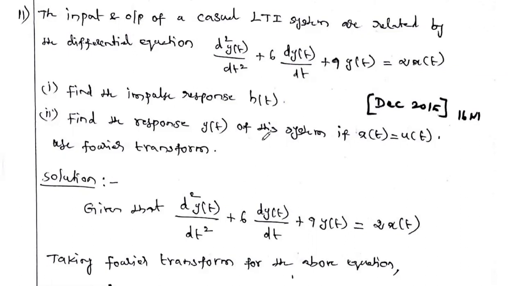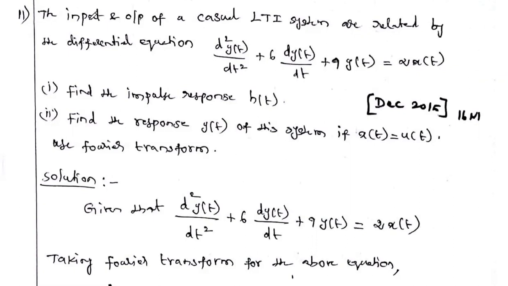Okay, so already we discussed several problems in the third unit, that is analysis of continuous time system. So now we are going to see one more problem. Since one viewer asked one question, we have to find the response of the system for the input x of t equal to u of t. So that's why I am solving this one.